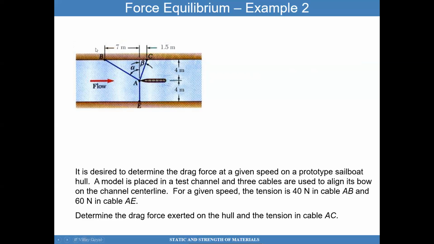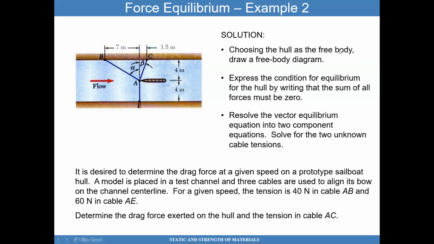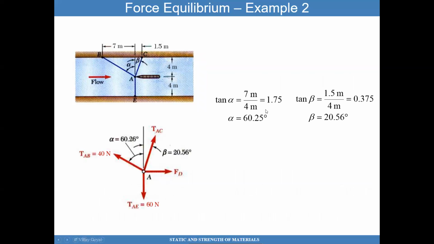So if the flow is going in this direction, the question is which way is the drag going? So we're going to be looking at that. But we want to draw a free body diagram. You can choose the hull as your free body diagram. And then we can use the equilibrium equations. And we're going to use vectors this time to solve this problem. So at point A, I'll draw a free body diagram. I'll cut this area here. The flow against the hull basically provides a drag in this direction, FD.